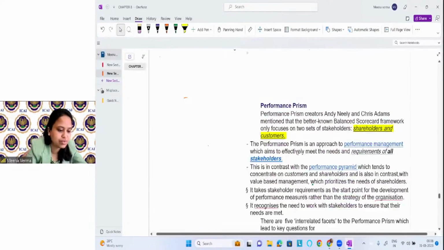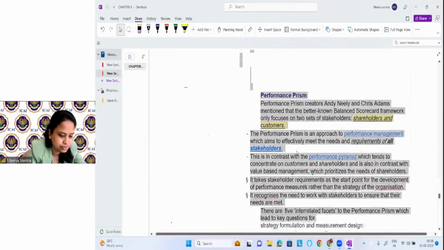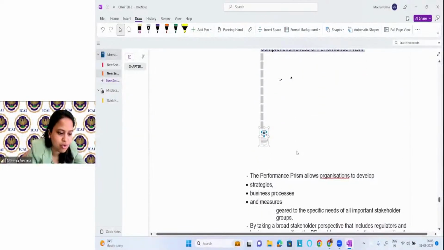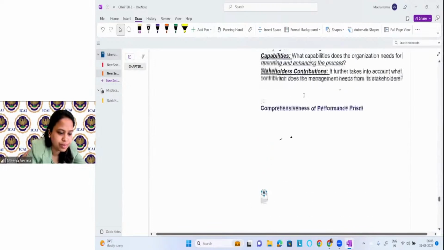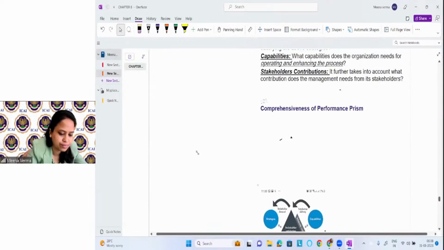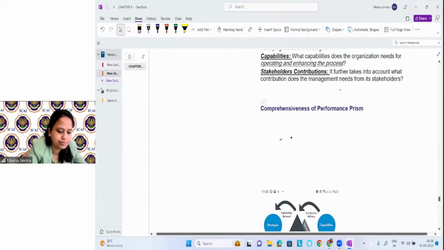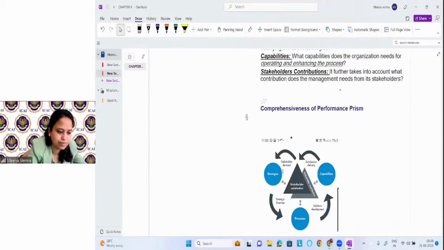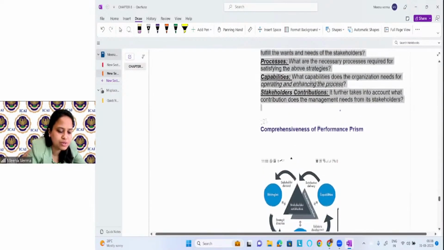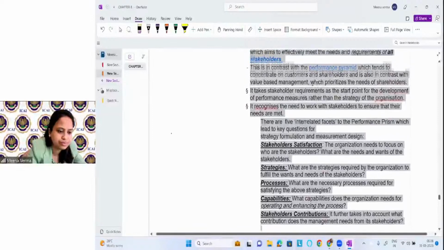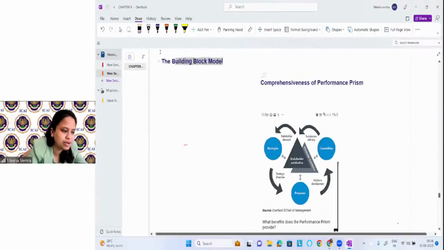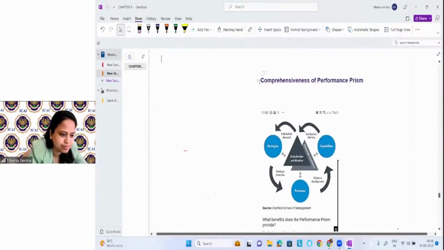Let's see what else we can cover. Okay, next is performance prism. So you can see we have the performance prism now. All right. We have covered the building block model. Now let's cover the performance prism.